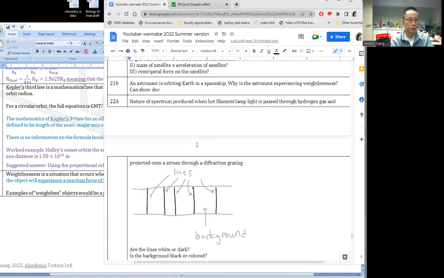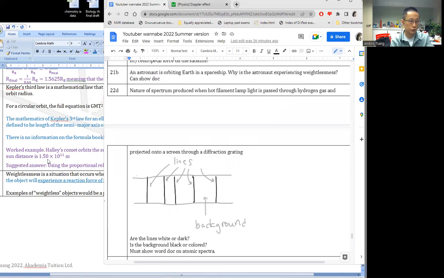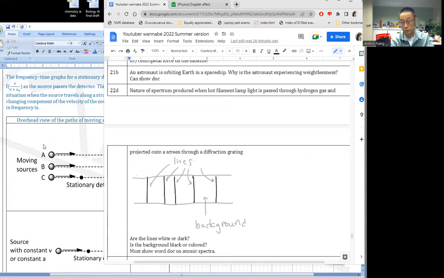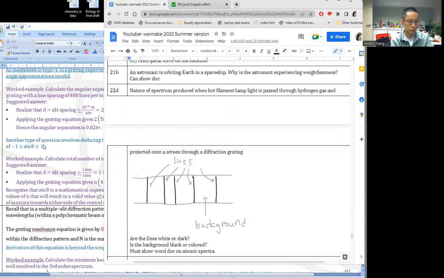Okay, moving on to question 22, which asks for the nature of a spectrum. White light is emitted from a hot filament and passed through a sample of hydrogen gas at low pressure and then through a diffraction grating. They give you a spectrum, then they ask you whether the lines are dark or bright, and they also ask you for the background. Is the background black or colored?